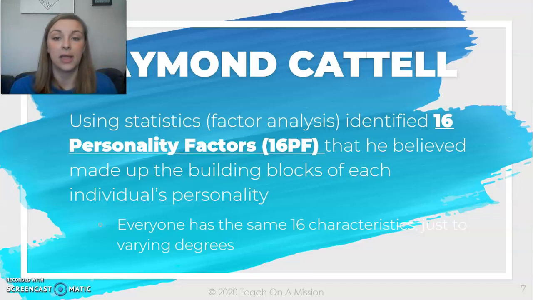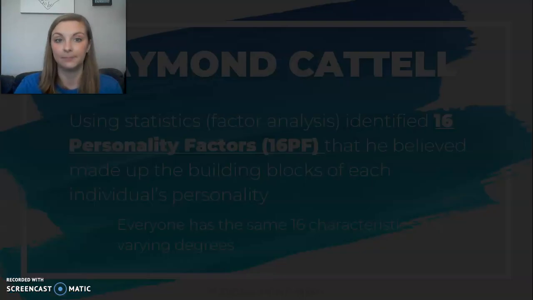Cattell came along and used statistics or factor analysis to identify 16 different personality factors. He believed that each of these personality factors made up people. Okay, so everyone had all 16 of these characteristics. We just all have them in different varying degrees. Okay, and which degree you have of each factor would determine your personality.